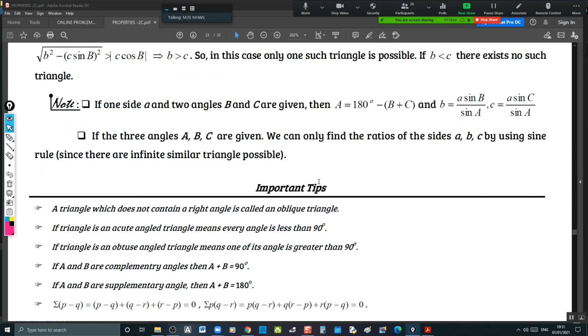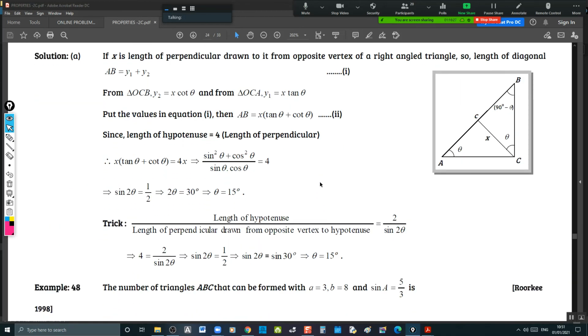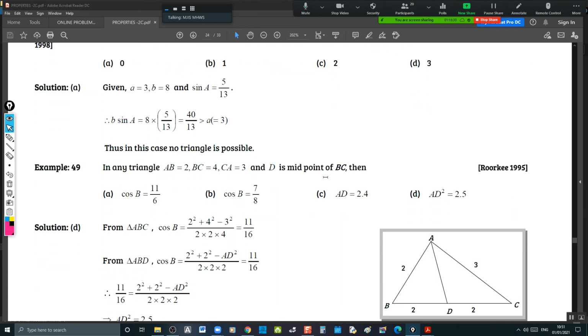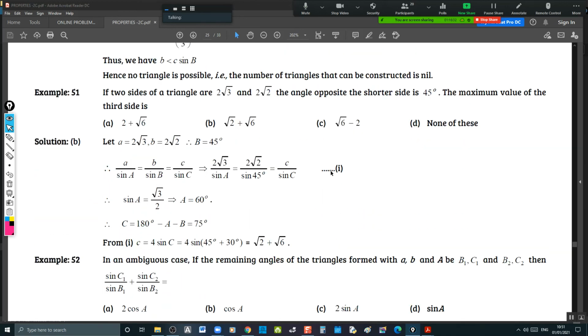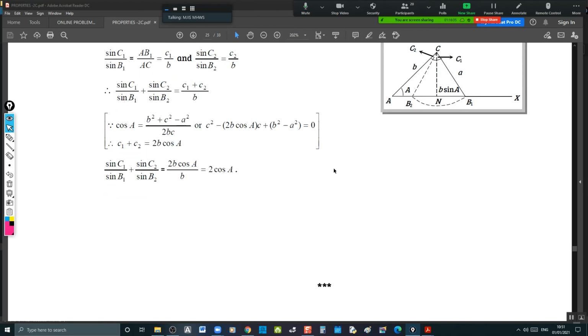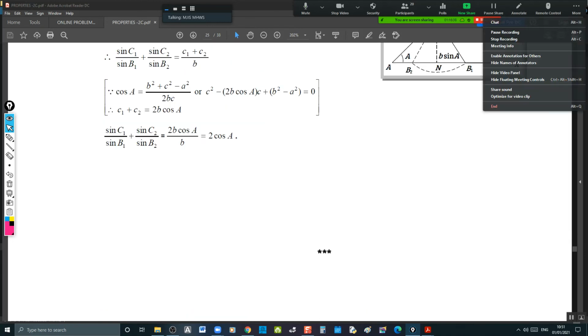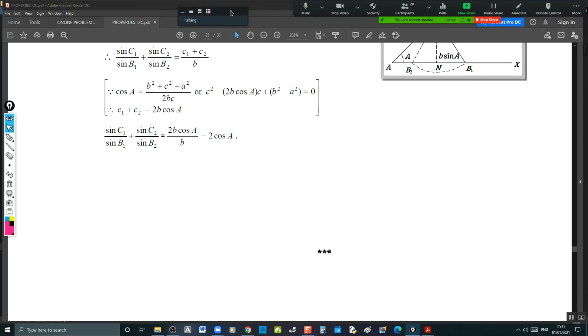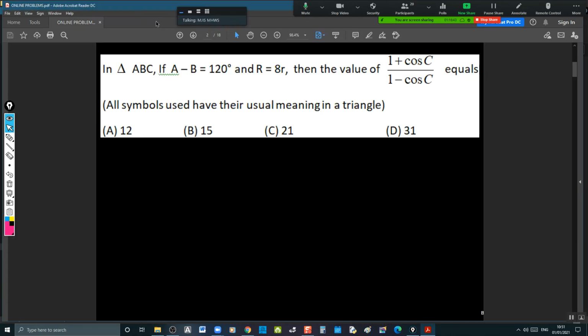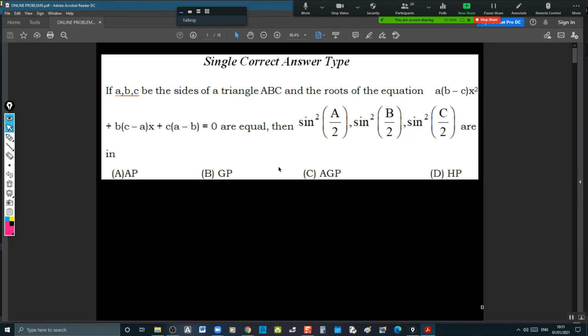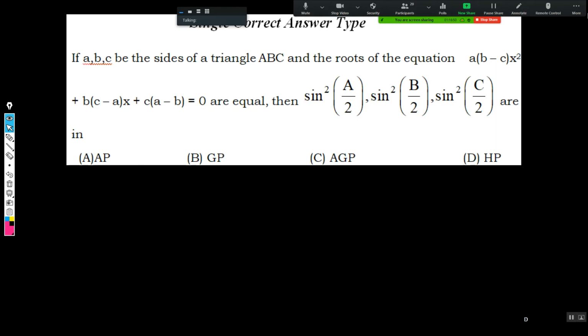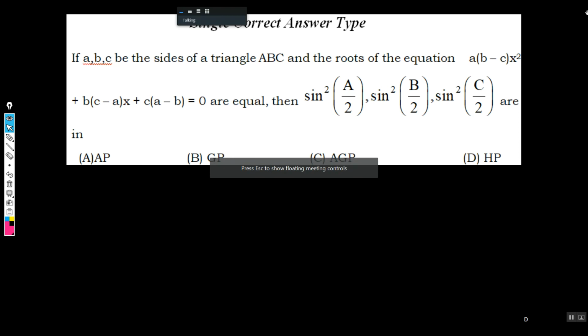That's all. Let's move on to the problems now. Single correct answer. While preparing for the main examination, don't waste your time on properties of triangles, please. Be clear first what is there in the syllabus and what is not there in the syllabus.